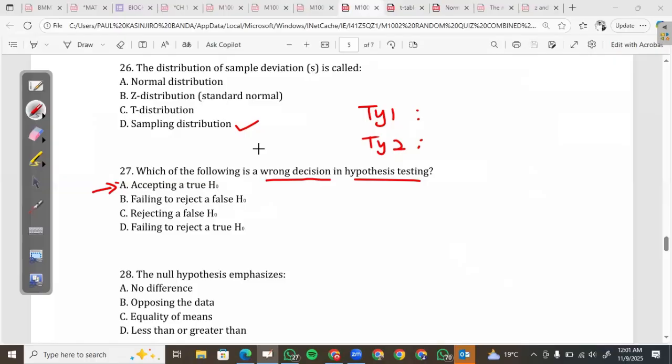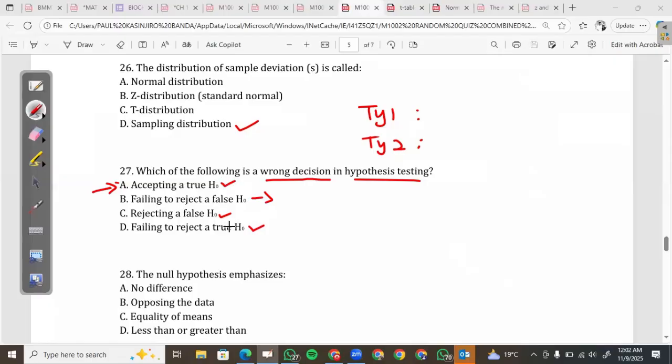So that's actually a wrong decision, because if the null hypothesis is false, then we must reject it. Here we are failing to reject it, so that's a wrong decision. I'm pretty sure this is the answer, but let's go through the others. Here they're saying rejecting a false H naught. Yes, this is a correct decision. And then here they're saying failing to reject a true H naught, which is also the correct decision.